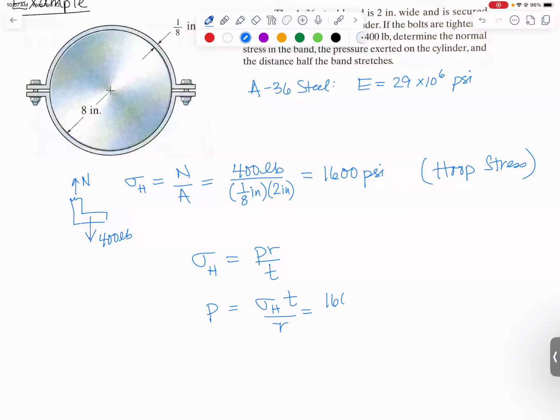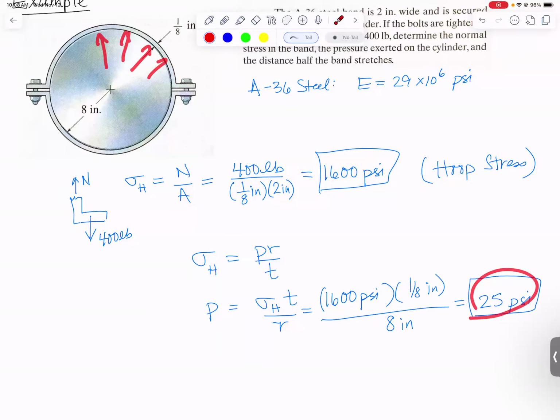So that's going to be 1600 psi. The thickness is 1/8 of an inch. And then what was the radius? Oh, that's given in the picture. The radius is 8 inches. So we divide by 8 inches. Inches cancel and we get a pretty small pressure, 25 psi. The cylinder is pushing out on the hoop with this much pressure. The hoop is pushing in on the cylinder with that much pressure.